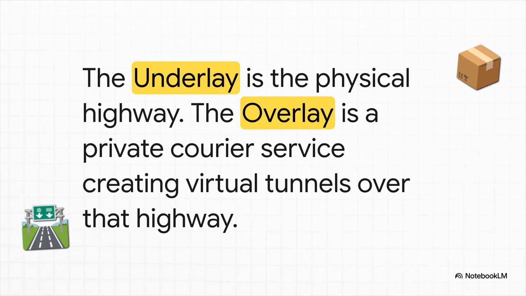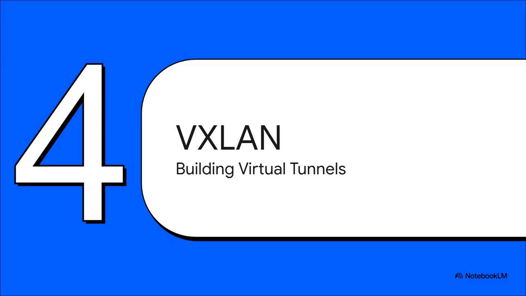The private courier service, our overlay, can create its own direct virtual routes between any 2 buildings, using the public roads without anyone else even knowing the delivery is happening. So how do we actually build those private routes for our courier service?